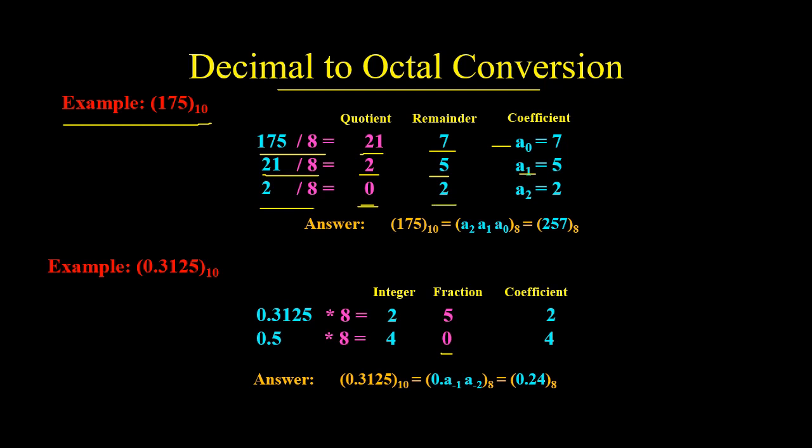Now all the coefficients obtained will be written in the reverse order such that 2 will be MSB and the 7 will be LSB. So the equivalent octal number will be 257 to the base 8.